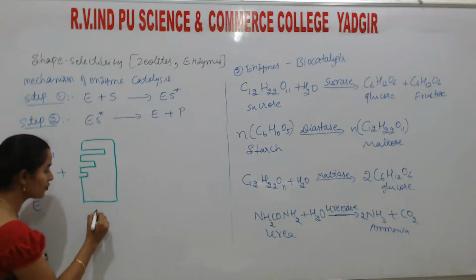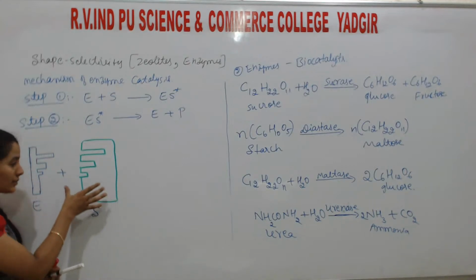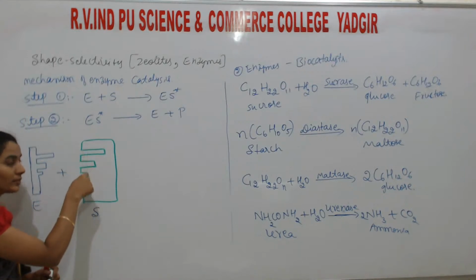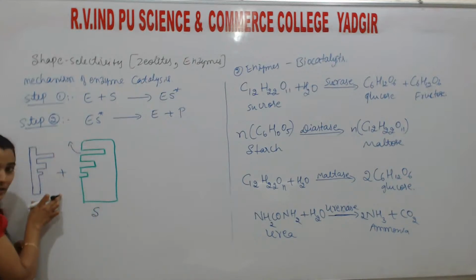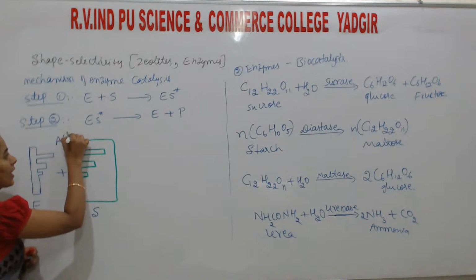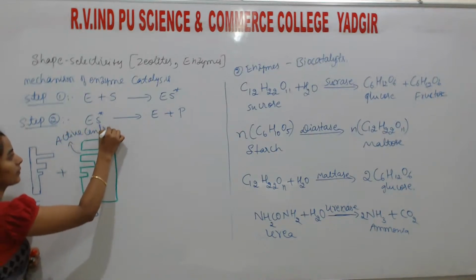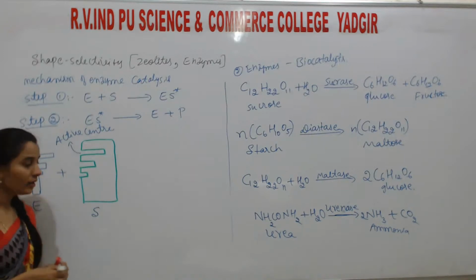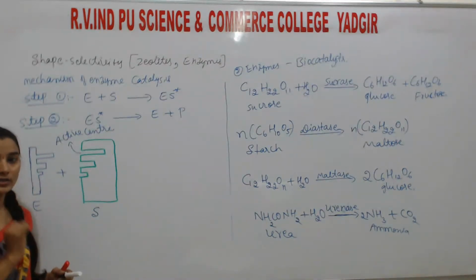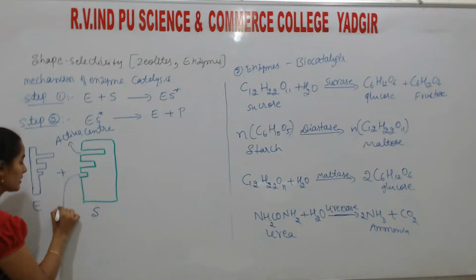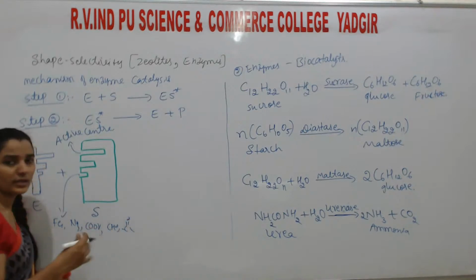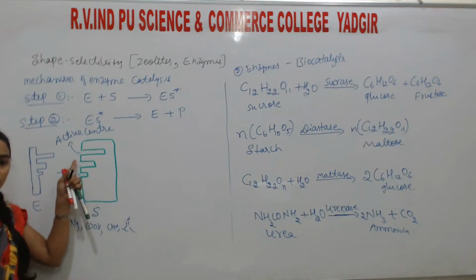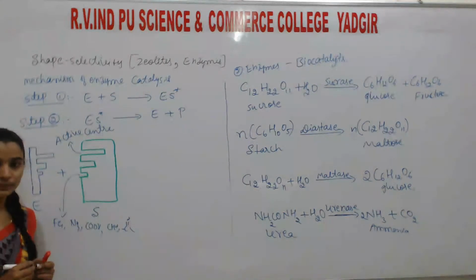This is the enzyme shape. This is the incoming substrate. When the substrate reacts with this enzyme, it forms a site. This forms a shape which is exactly the shape of the enzyme. This is called the active center. Active center means where the enzyme can easily attach. It may consist of functional groups like NH2, COOH, CHO, C double bond O, etc. They consist specially of functional groups.